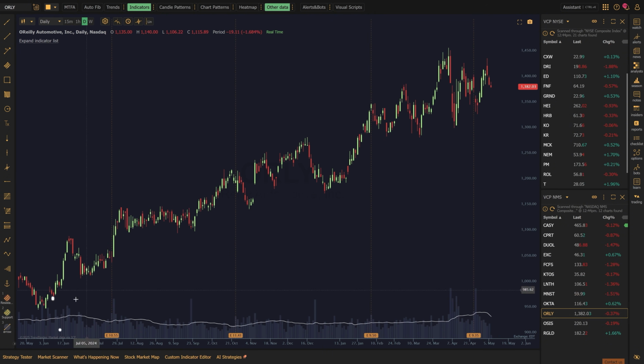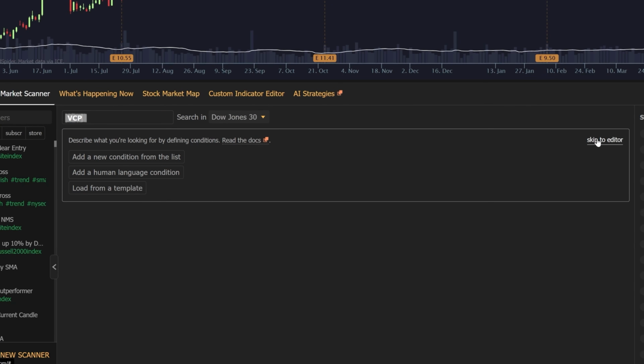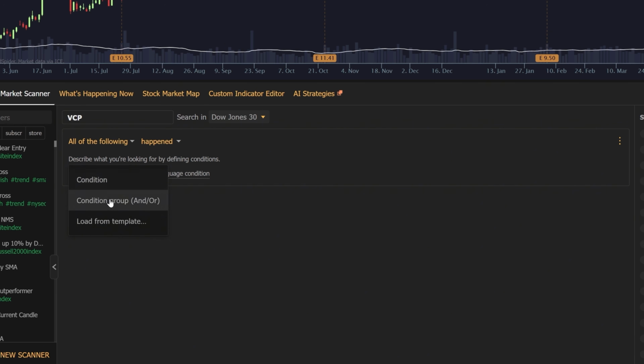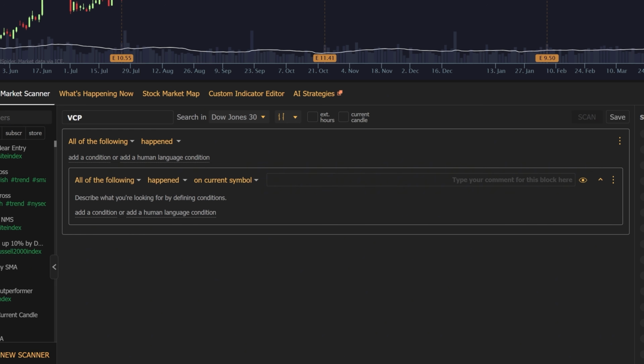Let's start by opening the market scanner, creating a new one, and naming it VCP. We're going to create a set of condition groups to search for liquid stocks that match all 3 stages of the pattern. The first group will scan for high-quality liquid companies. Let's name it Liquidity Filter and add the following 3 conditions.